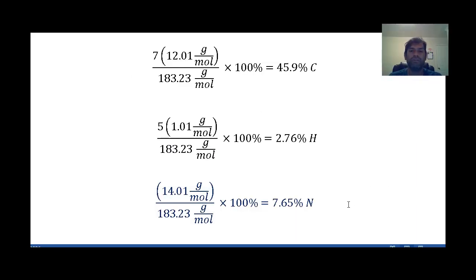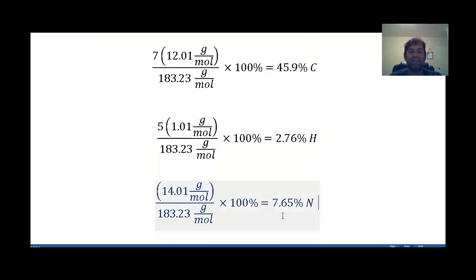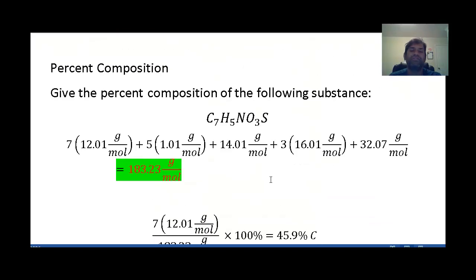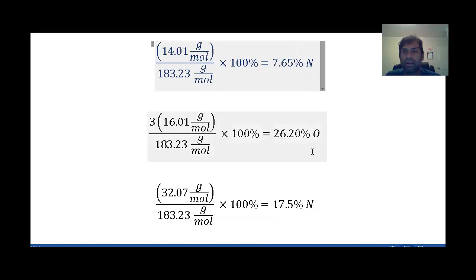Right, for nitrogen, I'm going to highlight this in blue. It's 1 part nitrogen to the whole, and that's about 7.65% nitrogen, so we'll color code that in blue. Oxygen is 3 of these, so let's just keep it the same color. 3 times 16.01 divided by 183.23. Doing that on my calculator, I'm getting 26.2% oxygen.